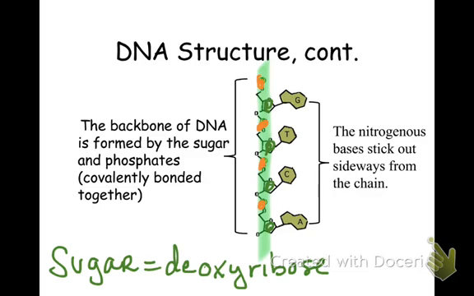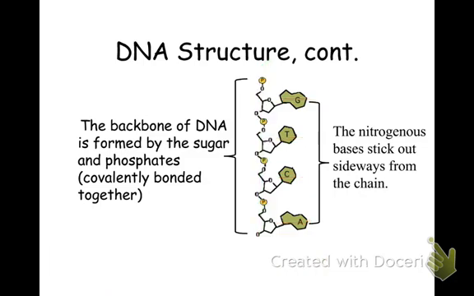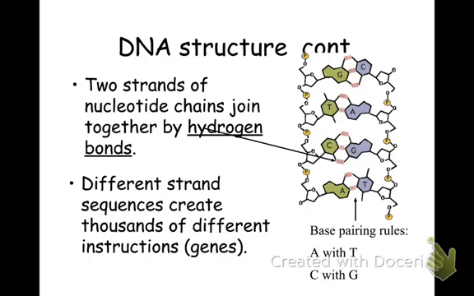The rungs of the ladder consist of nitrogen bases that stick out. We have our G, our T, our C, and A. Depending on the order of those letters will depend on what that gene codes for. This is just one side of the ladder. This ladder has 2 sides. So let's take a look at the 2 sides of our ladder. Here we go. 2 strands stuck together.